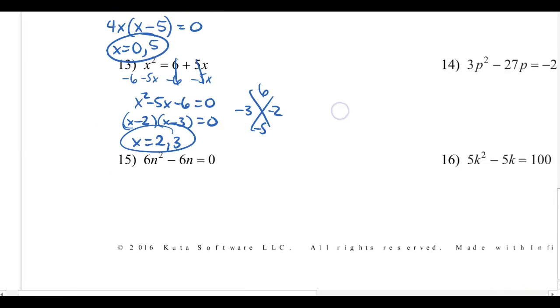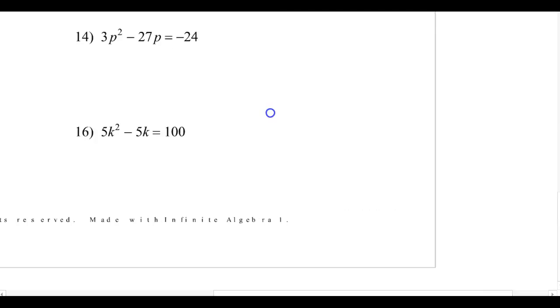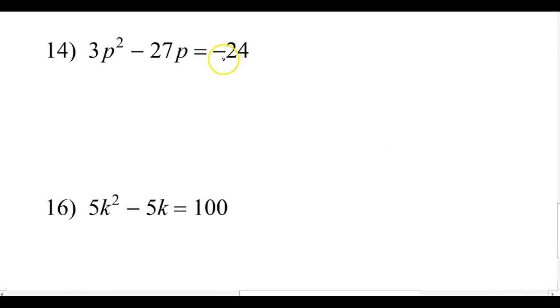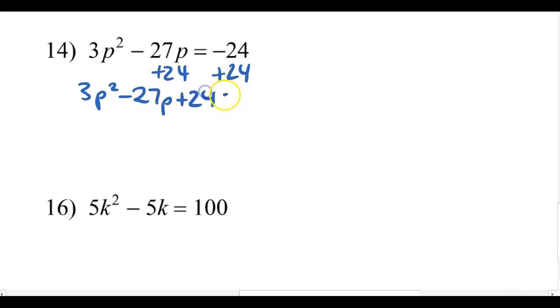Okay, last one we're going to look at is number 14. Okay, again, we want all the numbers on the left. So here it's negative 24, so let's add 24. And now we have, and we're going to add 24 to this side too. And now 3p squared minus 27p plus 24 equals 0. But if you notice, when I do my x here, I'm going to have 24 times 3. That's going to be, what, 72? And then the next number will be negative 27. Those numbers are pretty big. So let's see if we can make this a little easier.